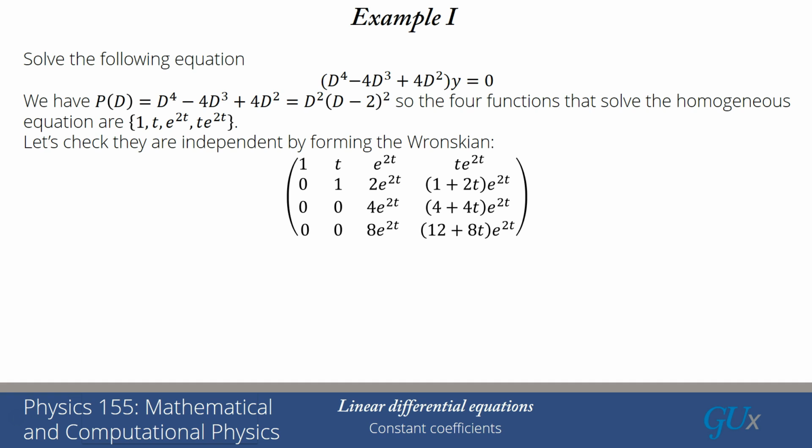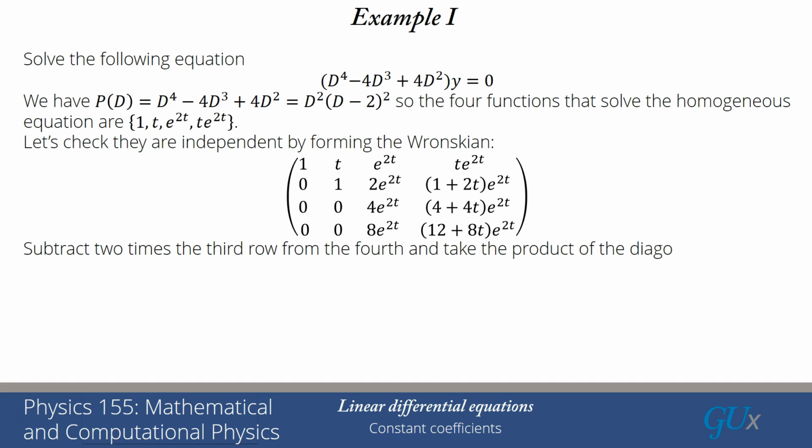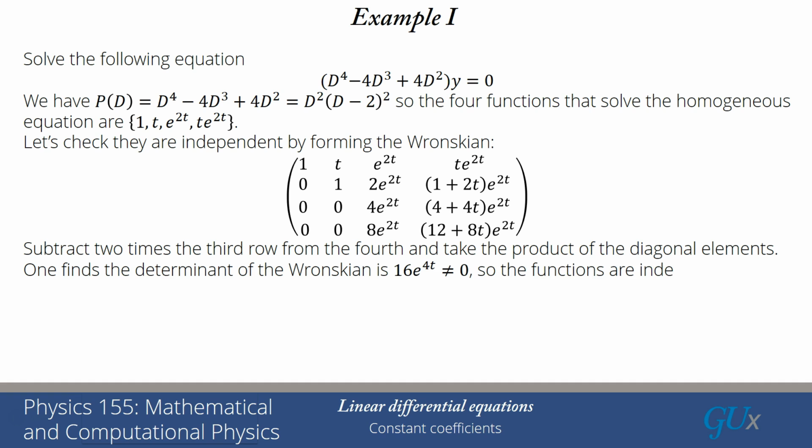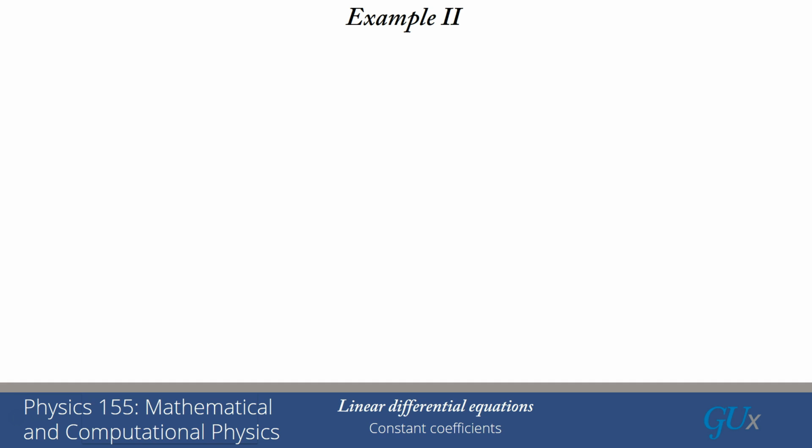And so you see here, it's almost in upper triangular form. I only have that one term in the lower triangle, the 8e to the 2t, that I've got to get rid of. So I'm going to multiply 2 times the third row and subtract that from the fourth row. Then I have an upper triangular matrix, and all I have to do is take the product of the diagonal elements to get the determinant of the Wronskian. If I do that, I'll get 1 times 4e to the 2t times 4e to the 2t, and so that's equal to 16e to the 4t. Of course, that's never equal to 0, so that shows that the functions are indeed independent.